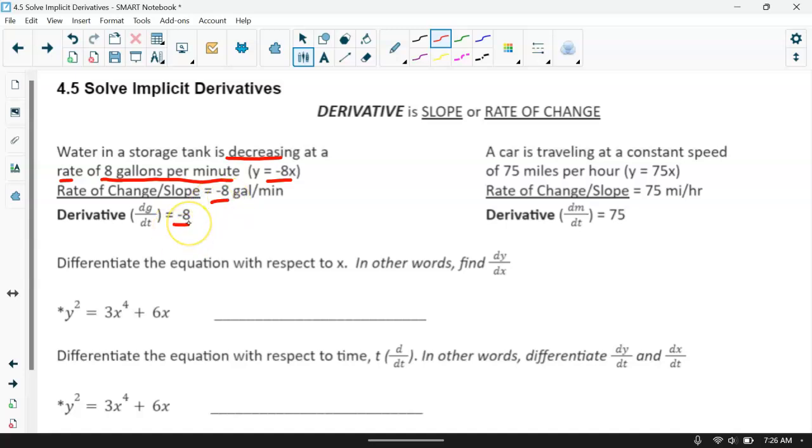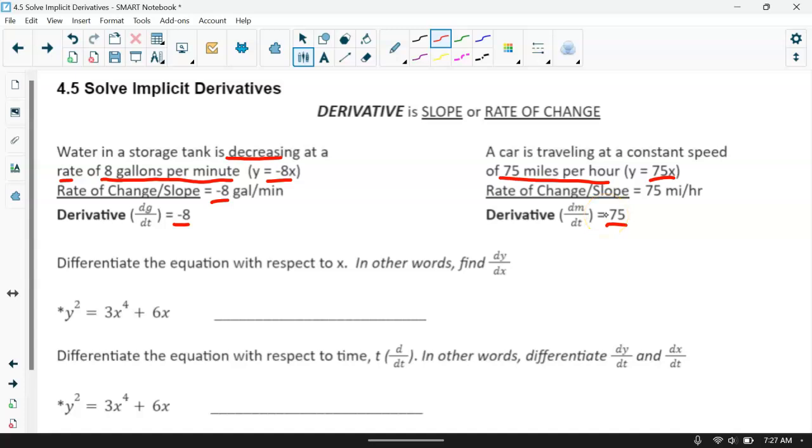That is our slope. Then here, a car is traveling at a constant speed of 75 miles per hour. So we would write this as 75x because the slope or rate of change is 75 miles per hour. So the derivative of m for miles with respect to time, hours, is 75. That is our slope. Again, the derivative is the slope, that value here.